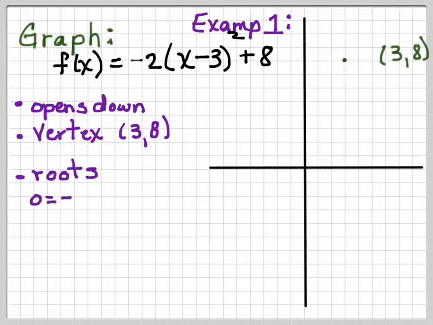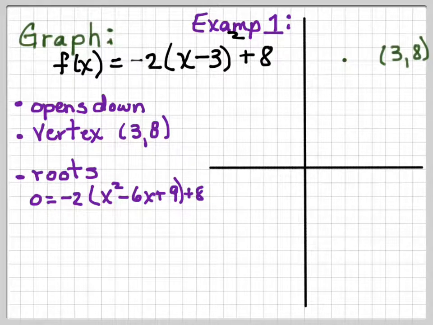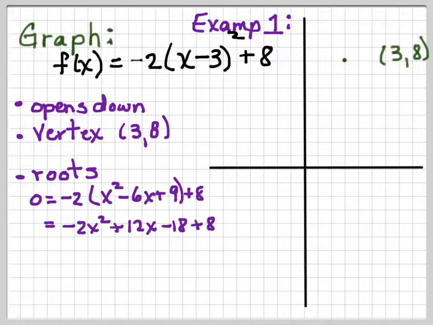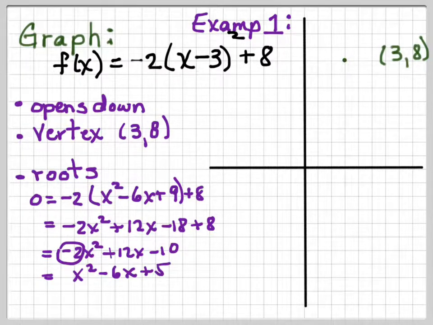Okay, the next thing, we want to find the roots. So we're going to set the equation equal to 0, and we can't just factor, we have to expand the perfect square, the x minus 3, and then multiply it by negative 2, and then add 8, which will give us minus 2x squared plus 12x minus 18 plus 8, and that gives us minus 2x squared plus 12x minus 10. I'm going to divide by negative 2, so I have x squared minus 6x plus 5. This gives me x minus 5 and x minus 1, so my roots are 1 and 5. So I'm going to plot those points, 1 and 5.